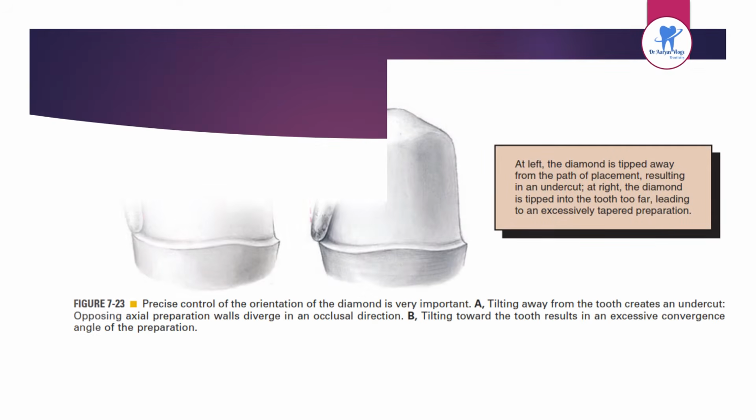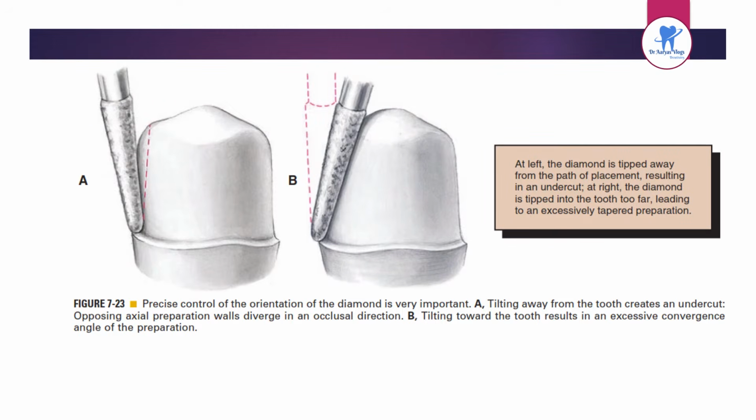In this picture, it shows the precise control of the orientation of the diamond, and it is very important because tilting away from the tooth creates an undercut. An undercut is created when the orientation of the diamond is tilting away from the tooth, and then opposing axial preparation walls diverge in an occlusal direction.